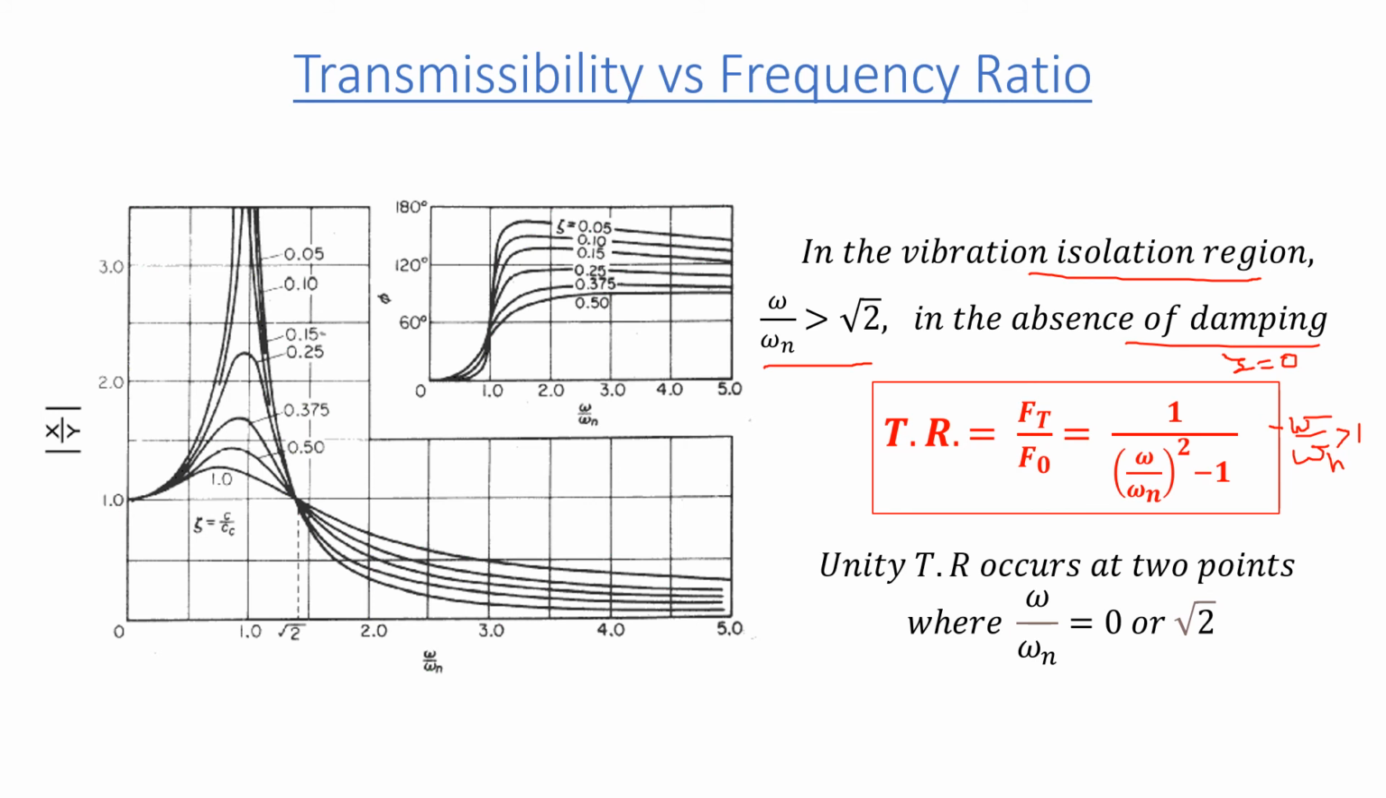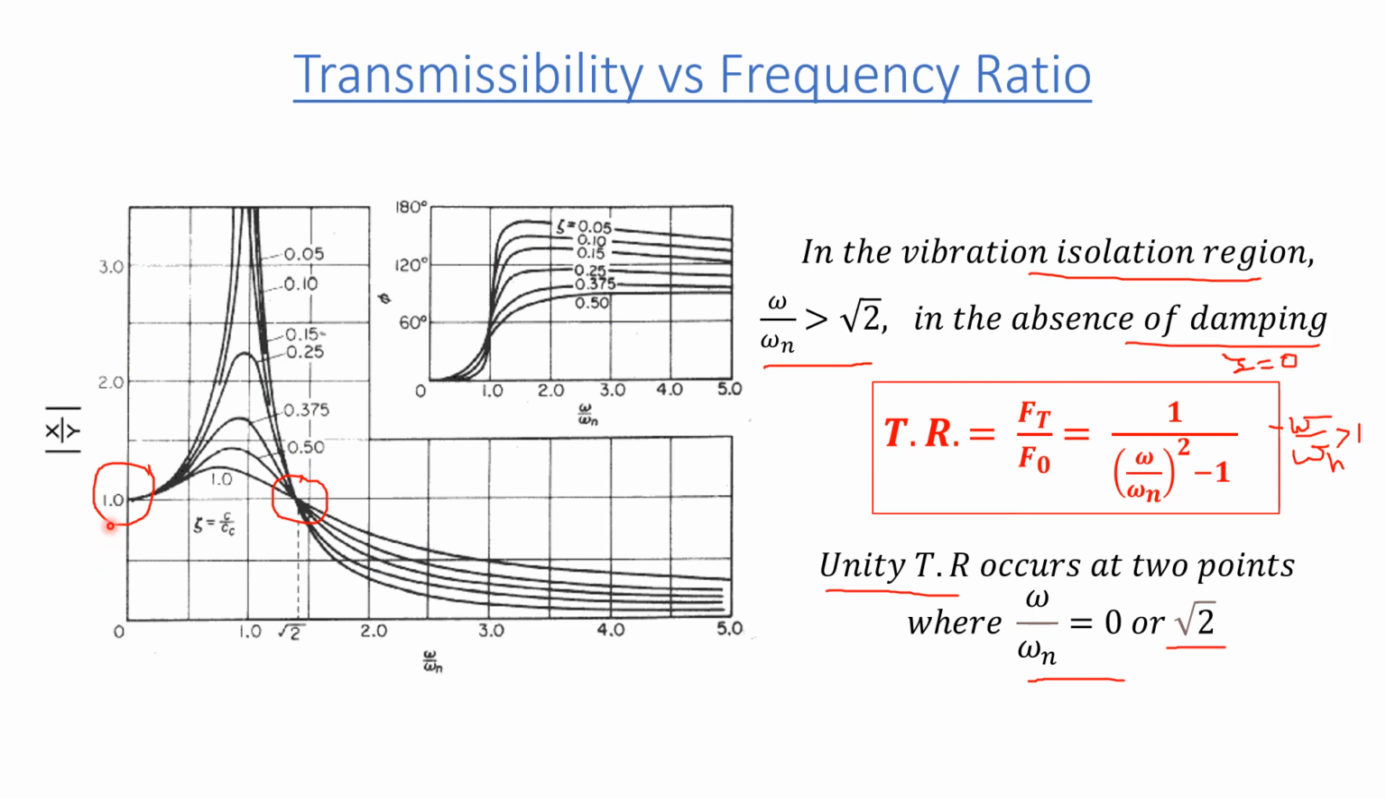Now, further we observe that unity transmissibility occurs at 2 points. First is when frequency ratio is 0, another is when frequency ratio is under root 2. Means these are the 2 points, this and this. When the system is not running, your mechanical vibration system, if you apply a force to the mass, the same force is transmitted to the support. This is the first point, but this is not the practical case.